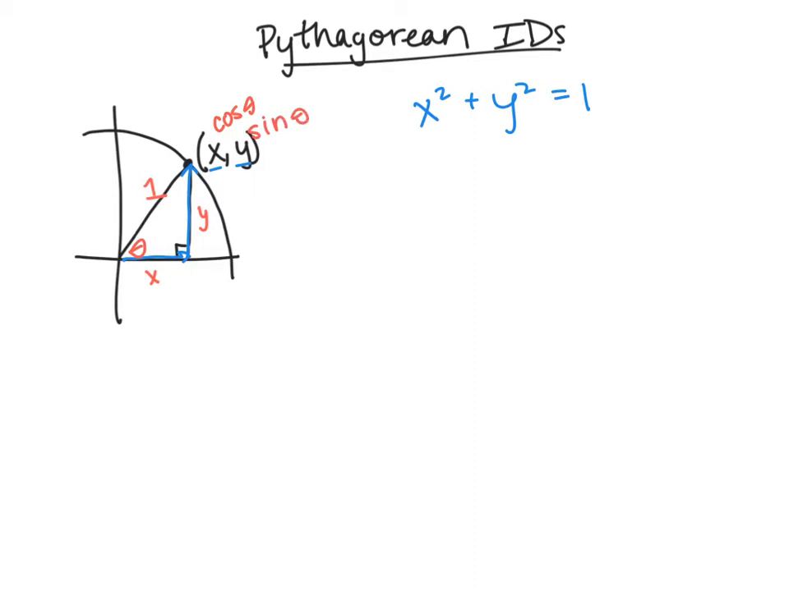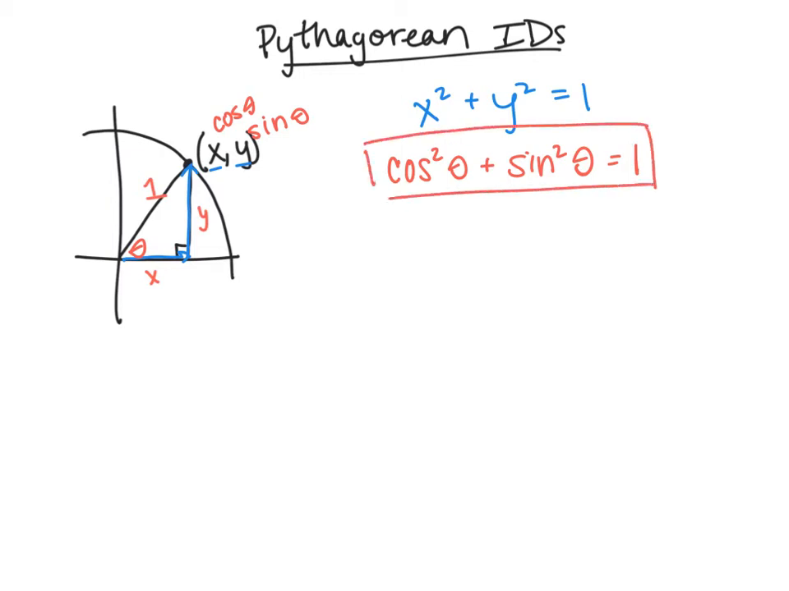So instead of using x squared plus y squared equals 1, the Pythagorean identity says that cosine of theta squared plus sine squared of theta always equals 1. So this is your main base Pythagorean identity. Cosine squared plus sine squared equals 1. That may seem like a strange equation to always be true.